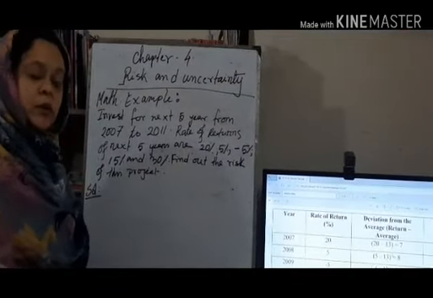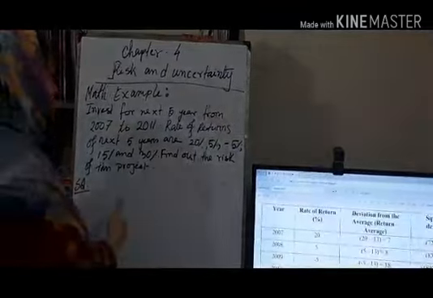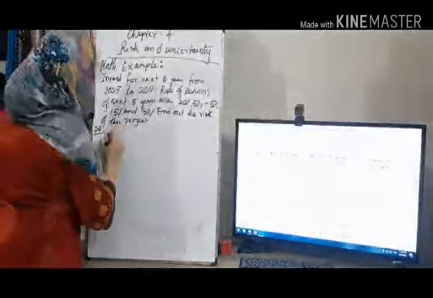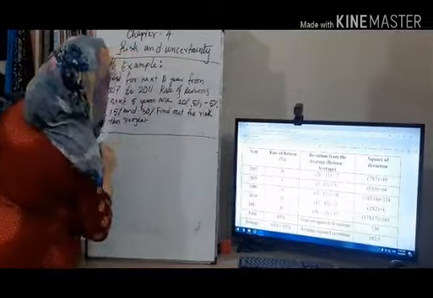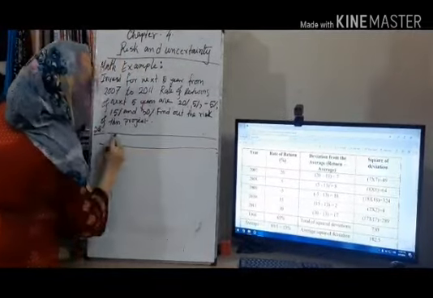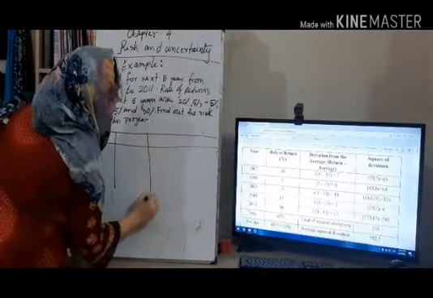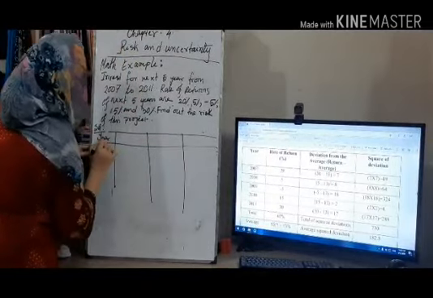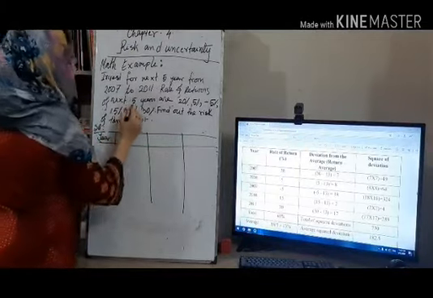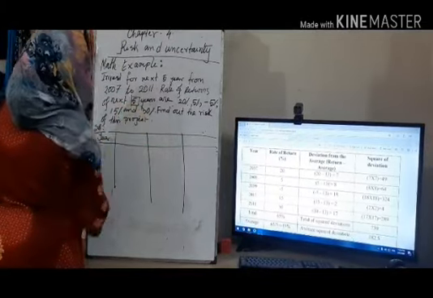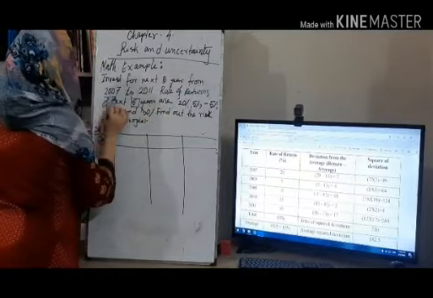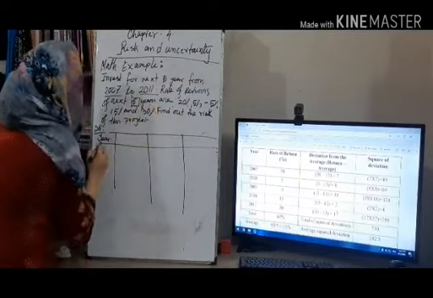So how can we find out the average rate of return? We can show it here. At first we have to make a box with 4 columns, 1, 2, 3 and 4. First one is year. We get it from the question. There are 5 years, from 2007 to 2011.